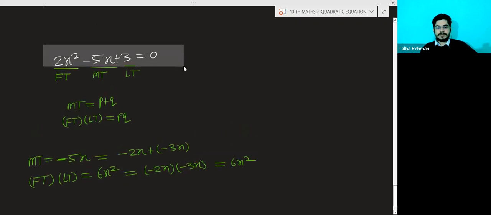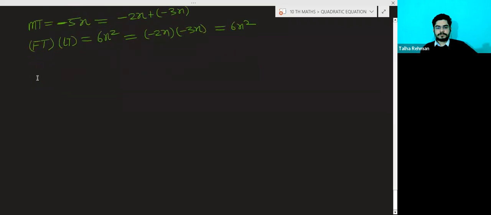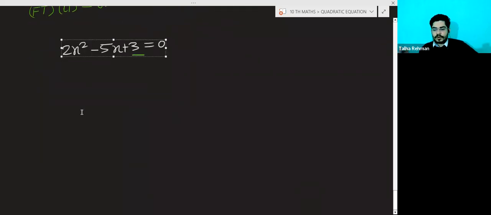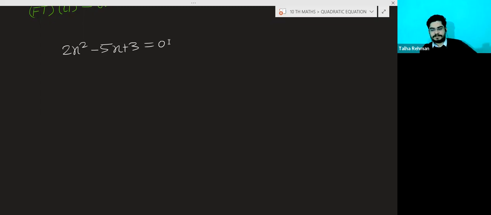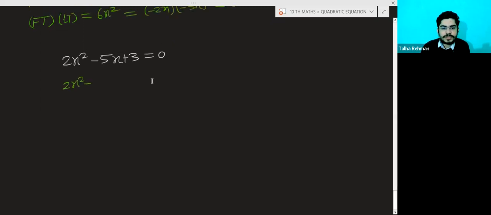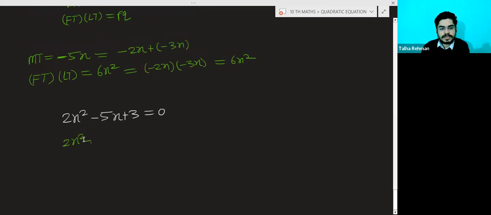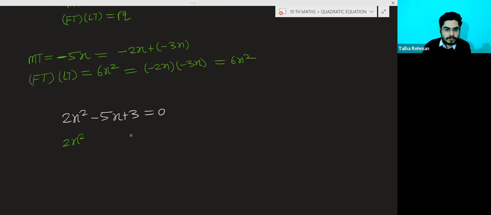So now we will split the middle term. The most important or crucial part of solving this quadratic equation is how to split the middle term. So this is 2x square, and this minus 5x, how have we just split it? Minus 2x minus 3x plus 3 is equal to 0.